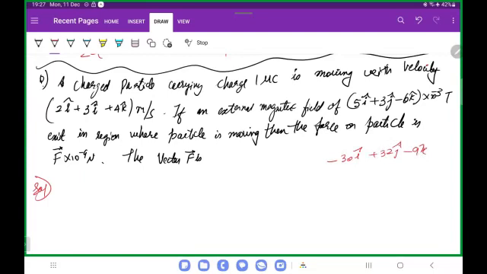So let's check question number 14. I'm not sure about the units, sir. I don't know how to change. Force means Newton only. The charge is in microcoulomb. Oh yeah, 1 × 10⁻⁶. But this answer seems correct: minus 30, plus 32, minus 9. Yeah, option B is correct.